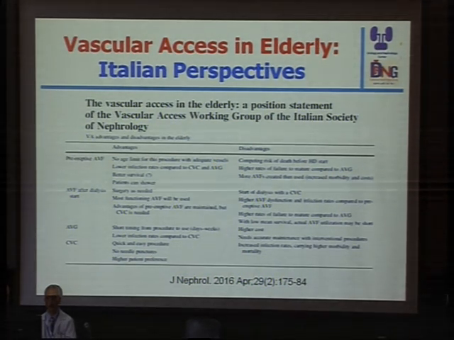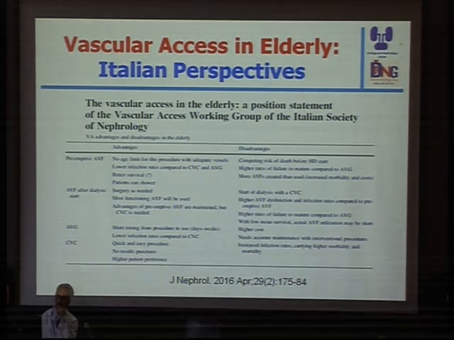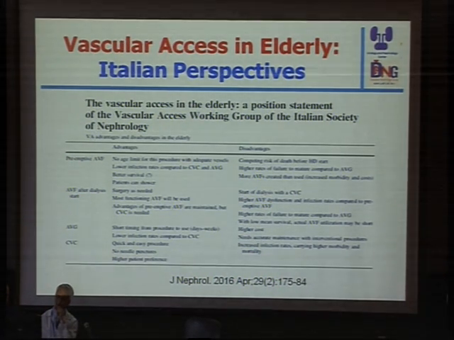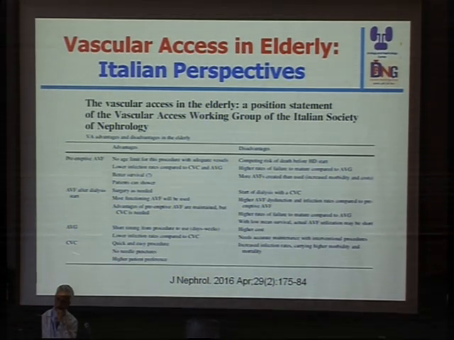Regarding the different vascular access, from the Italian perspective, this table summarizes pros and cons of each vascular access type. Preemptive AV fistula means to do an AV fistula before starting dialysis, and AV fistula after dialysis, so here the dialysis will start with catheters until the fistula is created; then AV graft, and the catheters. Here you can find the advantage and disadvantage of each modality.